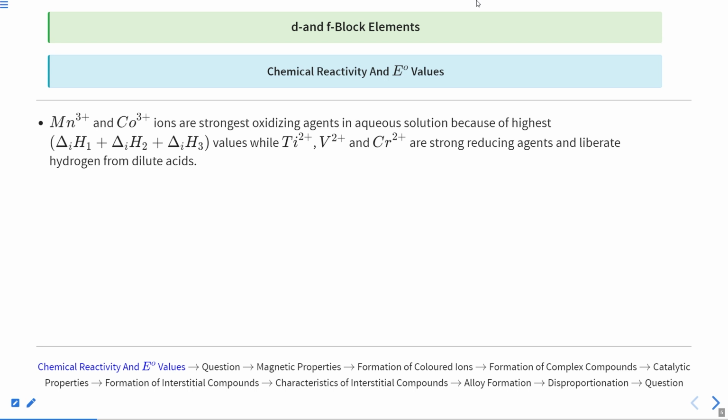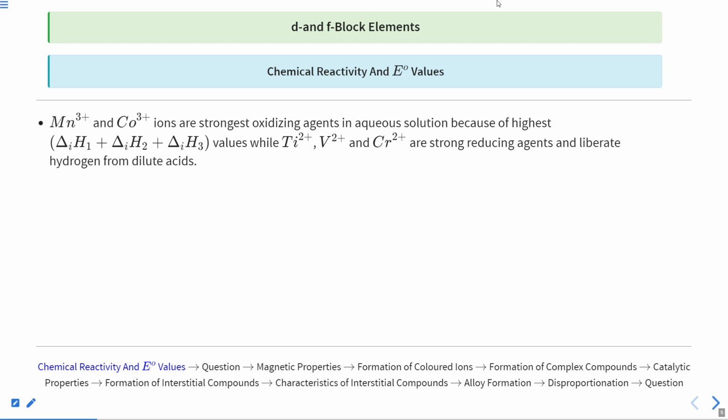And why is it happening? Again, the same reason. If you move from Mn3+ to Mn2+, you will see a d5 configuration, right? Clear? Due to that reason, they are the strongest oxidizing agents. Now, Ti2+, V2+, and Cr2+ are the strongest reducing agents. If they are reducing agents, it means they are getting oxidized, right? So, what is the reason behind it?